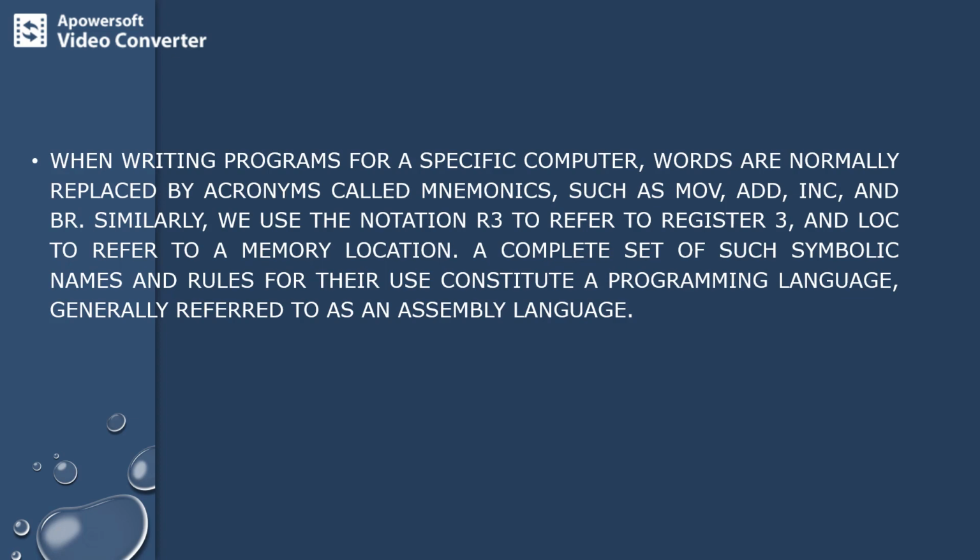A complete set of such symbolic names and rules for their use, which governs a programming language, is generally referred to as assembly language. So what is the meaning of assembly language? Assembly language is nothing but a set of symbolic names like move, add, increment, and branch, etc., followed by a set of rules. The complete set of symbolic names as well as rules which govern a programming language is called assembly language.